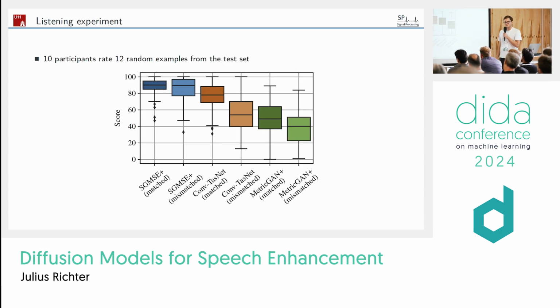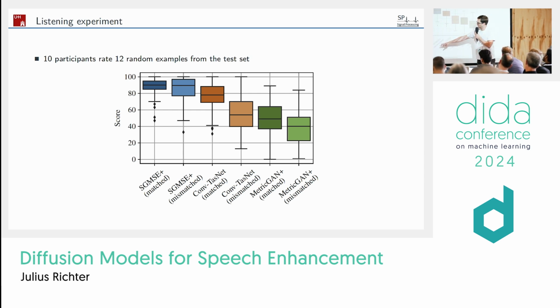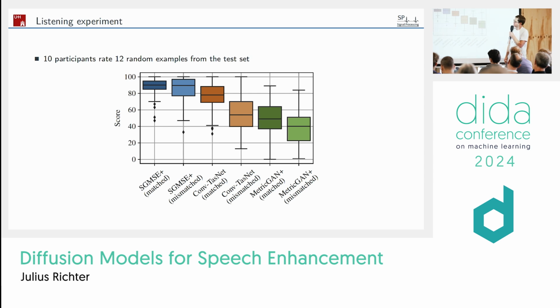Then always important to also ask humans to rate your algorithms. And we did a small listening experiment with 10 participants and asked them to rate 12 random examples. And also you can see that our model in a matched and mismatched case was rated best.